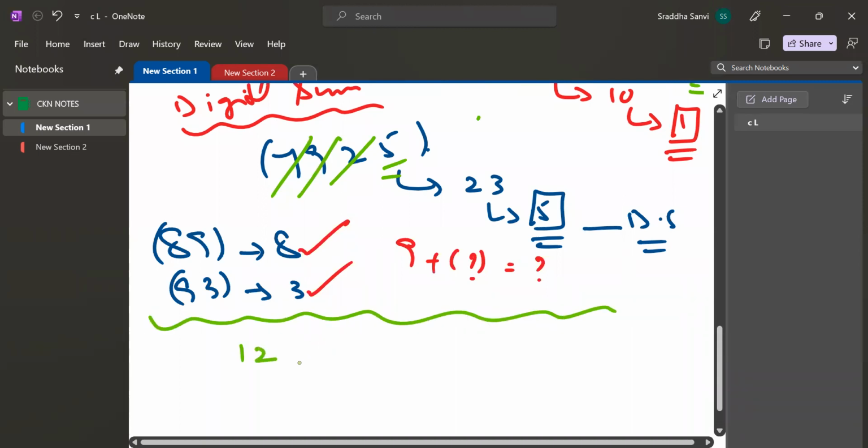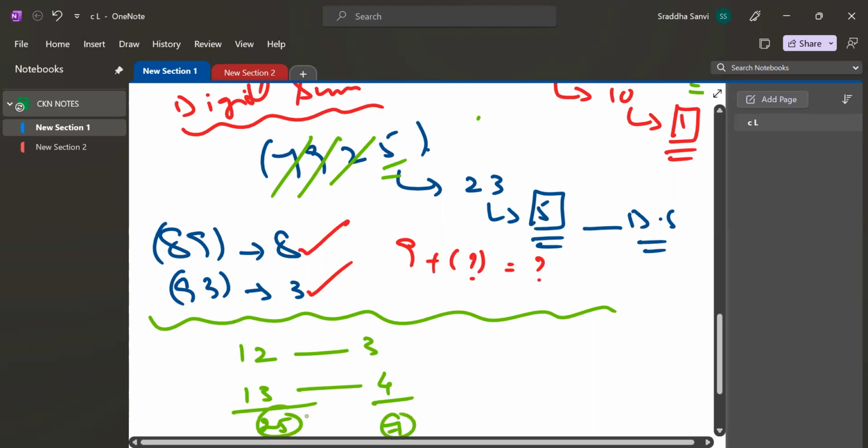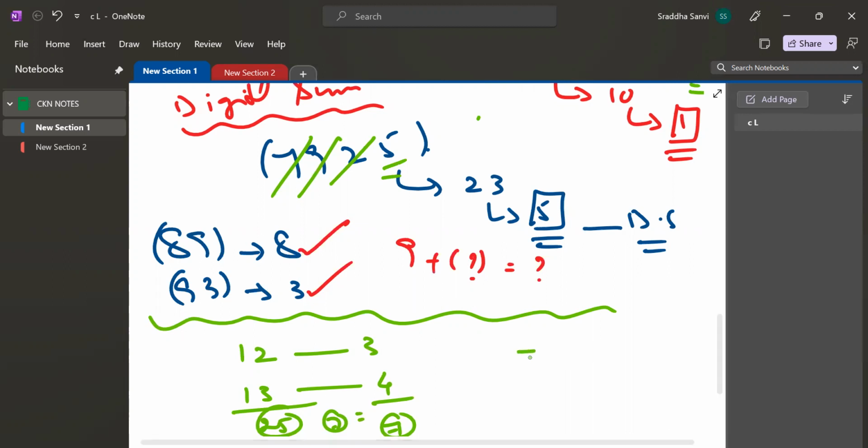For example, there is a number 12, there is a number 13. I'm supposed to add these two numbers. The addition is 25. Suppose I don't know additions. 12 digital sum: 1 plus 2, 3. 13 digital sum: 1 plus 3, 4. 3 plus 4 is 7. 25, 2 plus 5 is 7. Both are the same. So digital sum holds good for plus, and automatically holds good for minus because it's the reverse, right?